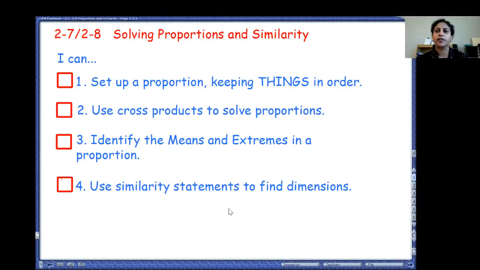Hi everybody, today's lesson is 2-7 and 2-8. You are already familiar with some of these concepts, so this should go pretty quickly. These are our 4 objectives.